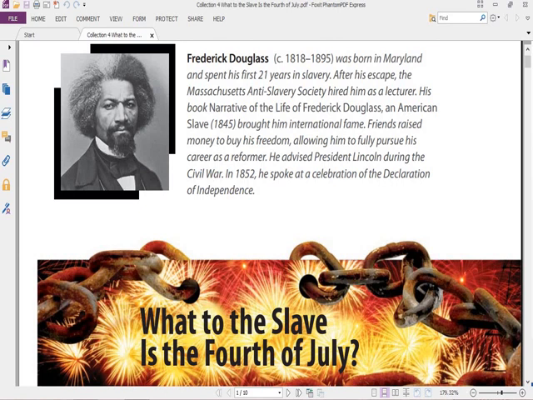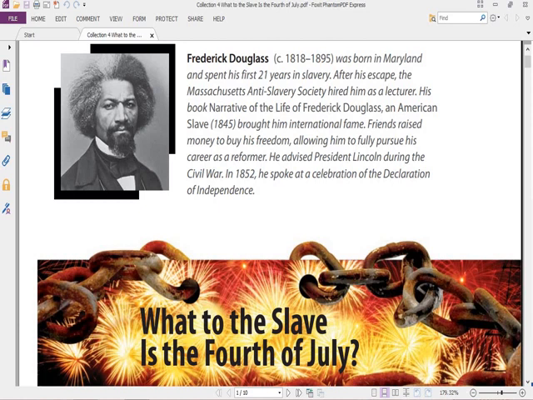Frederick Douglass was born in 1818 and died in 1895. He was born in Maryland and spent his first 21 years in slavery. So, the first 21 years of his life, he was a slave. After his escape, the Massachusetts Anti-Slavery Society hired him as a lecturer. His book, Narrative of the Life of Frederick Douglass, an American Slave, published in 1845, brought him international fame. In this book, he spoke about a lot of stories that happened to him while he was a slave.